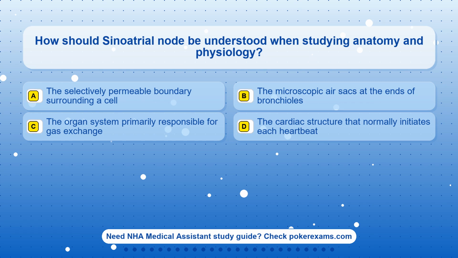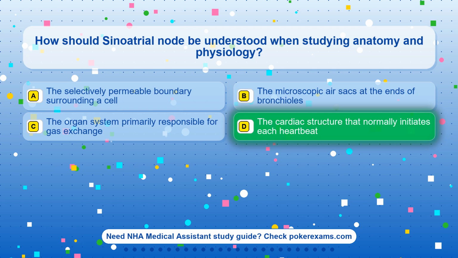Question 19. How should sinoatrial node be understood when studying anatomy and physiology? Option A, the selectively permeable boundary surrounding a cell. Option B, the microscopic air sacs at the ends of bronchioles. Option C, the organ system primarily responsible for gas exchange. Option D, the cardiac structure that normally initiates each heartbeat.